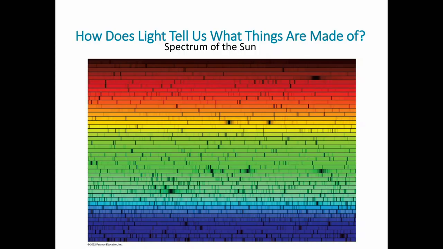So that's telling us that there's some gas around the sun that is absorbing some of the light. And so these lines are the absorption lines from the sun's atmosphere. And by studying where these lines occur, we can study what the sun is made out of.